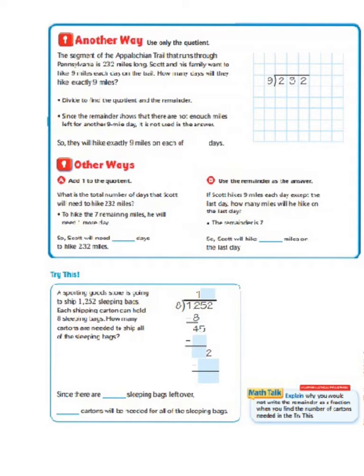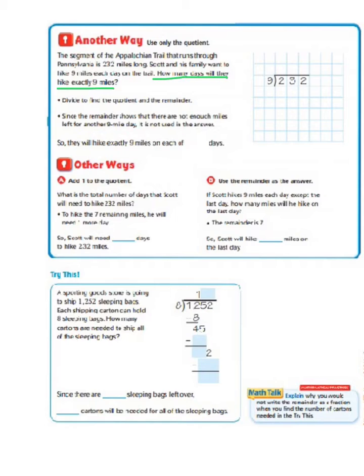It says, the segment of the Appalachian Trail that runs through Pennsylvania is 232 miles long. Scott and his family want to hike 9 miles each day on the trail. How many days will they hike exactly 9 miles? So now it's asking us, we have to think about it differently. How many days will they hike exactly 9 miles?